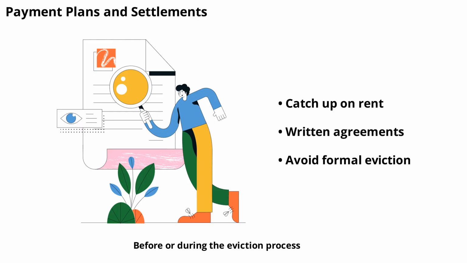Before or during the eviction process, landlords and tenants can sometimes agree on payment plans or settlements. These agreements allow tenants to catch up on rent or move out by a certain date, avoiding a formal eviction record. Settlements are usually put in writing and signed by both parties. Reaching an agreement can save time, money, and stress for everyone involved.